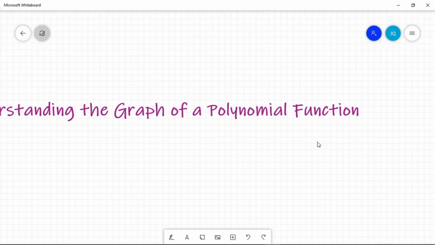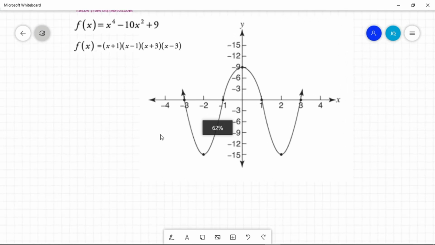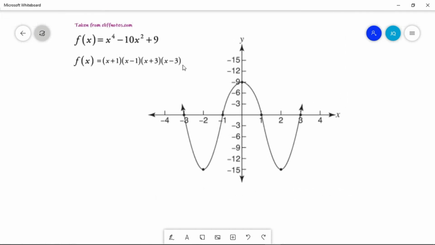Okay, so let's begin. To begin, I have here a graph of the polynomial function f(x) = x to the power of 4 minus 10x squared plus 9, or in factored form, f(x) = (x + 1)(x - 1)(x + 3)(x - 3). So basically, these two functions are just the same, though they look different. Okay? So, let's go back to its graph.